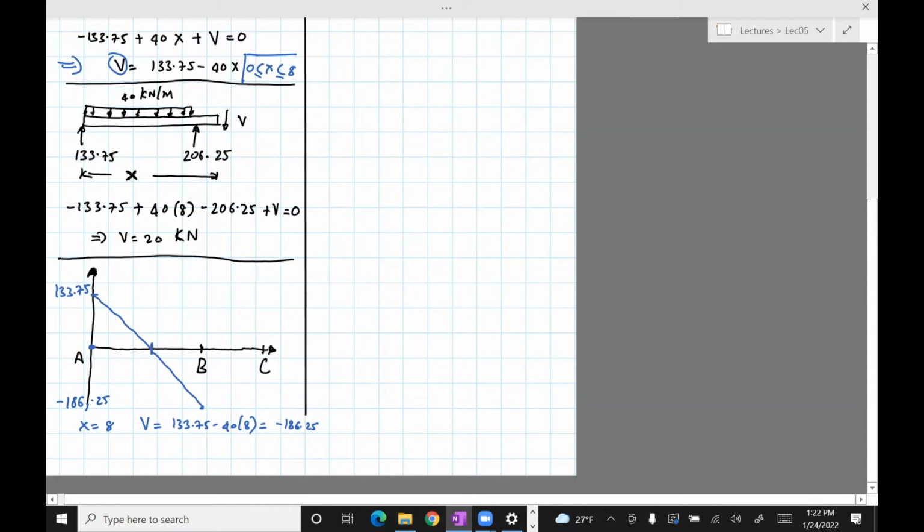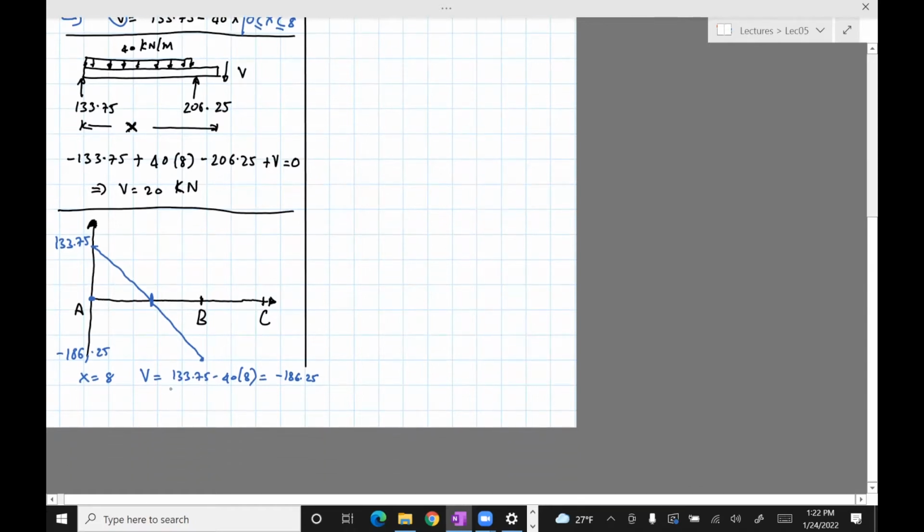And then sometimes it's of interest, what exactly is this point, right? You want to know where exactly this point crosses the x-axis. It's actually quite simple to do that. All you need to do is put V equals 0, because the shear force there is 0, and then solve for x. So if you solve for x, which is 133.75 divided by 40, it's 3.43.